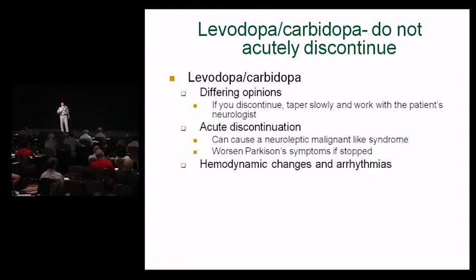Levodopa, carbidopa, again, medications that you don't want to discontinue very abruptly. There are differing opinions about these medications, but if you are discontinuing, make sure you're working with the patient's neurologist as you're getting rid of them. Acute discontinuation can cause a neuroleptic malignant-like syndrome, and then of course worsen their Parkinson's disease. So think about these things if you're going to withdraw it.